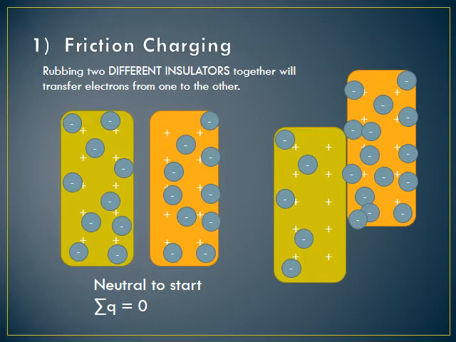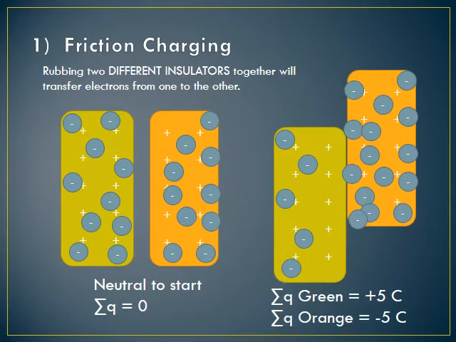Now, it didn't just grab any old electrons. Because these are insulators, it was only grabbing the electrons that were on the surface. It could only grab the closest electrons. Those electrons can't flow or move around the objects once they're there. So it grabs them from the surface of the green one, and those extra electrons are stuck basically on the surface of the orange one.